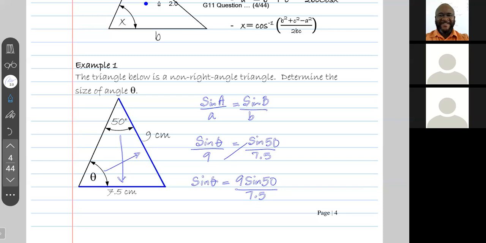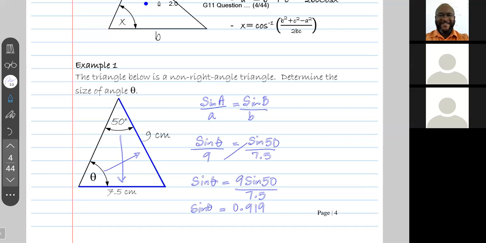So this is 9 sine 50 divide by 7.5, press equal, and what I have is sine theta is equal to 0.919. I write my answer to 3 decimal places.